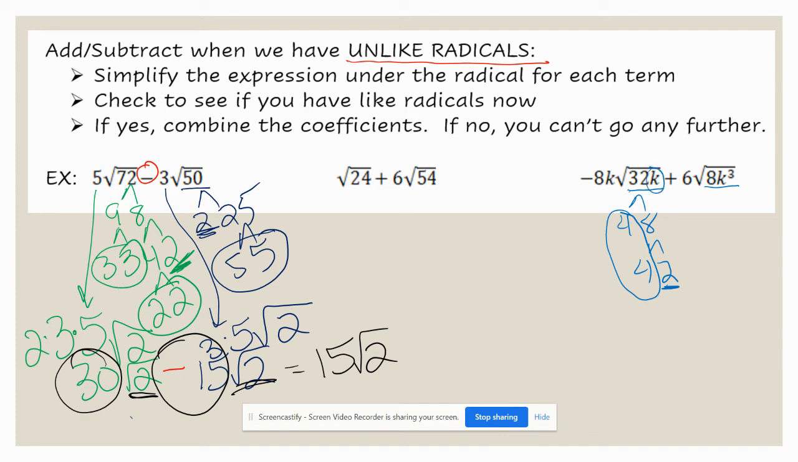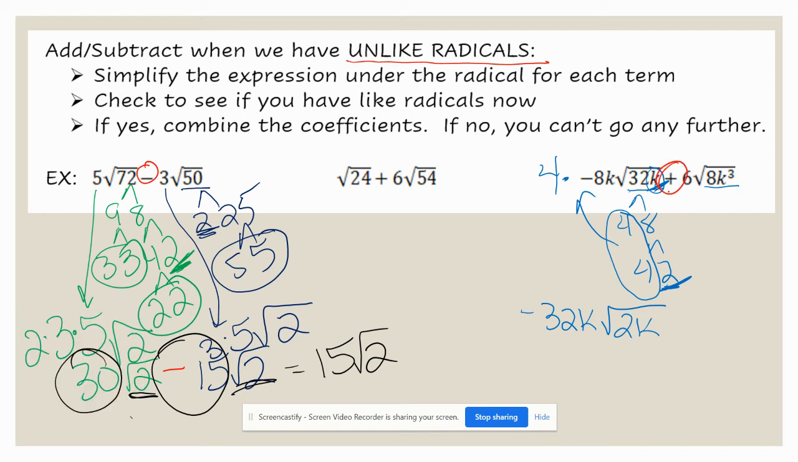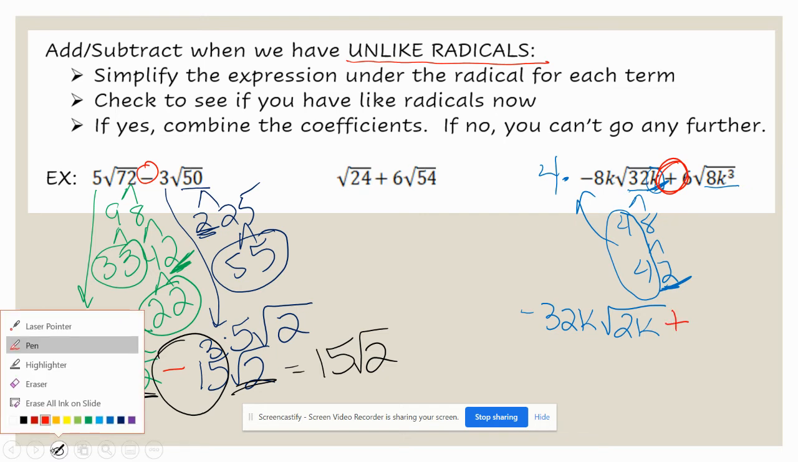And then we have this k. Well, that's just k to the first power. You can't get a pair of k's from that. So the k is going to stay. And the 4 is going to come out to multiply to this negative 8k in front. 4 times negative 8k is negative 32k. And then we have 2 and k left under. Our operation here is adding. So I'm going to add.